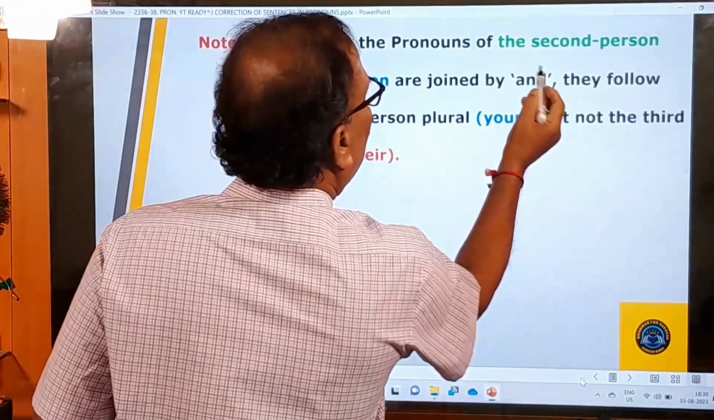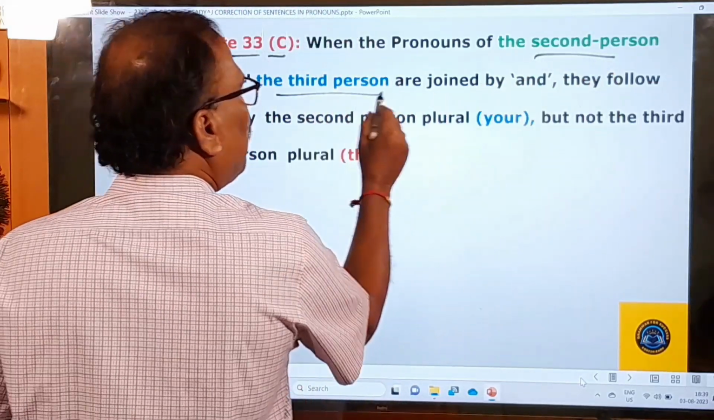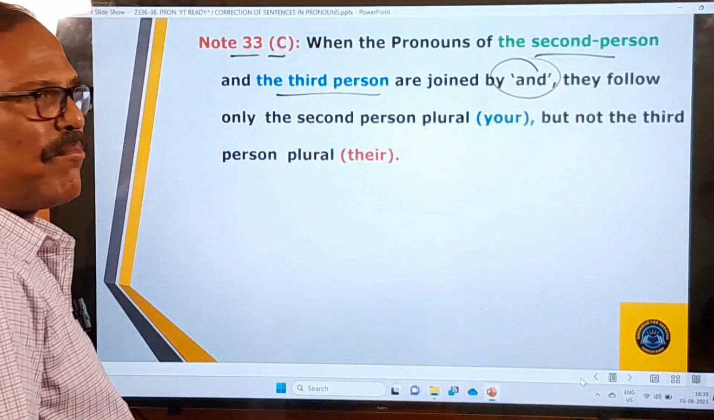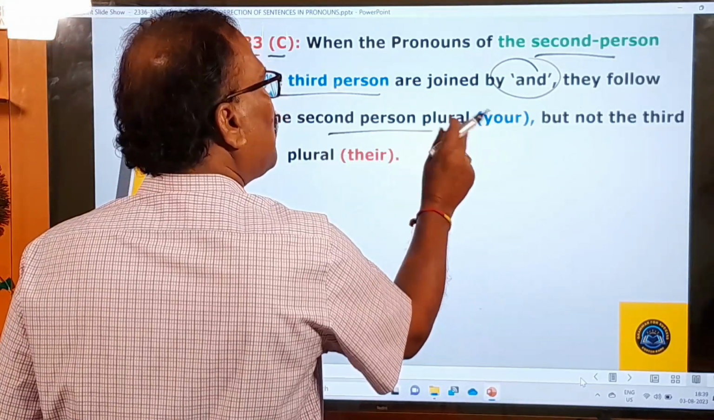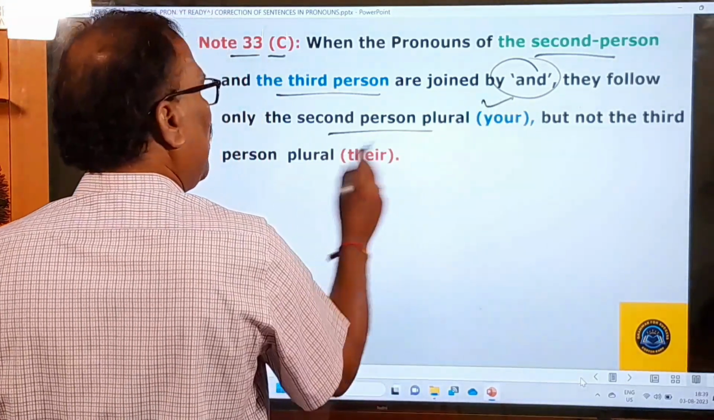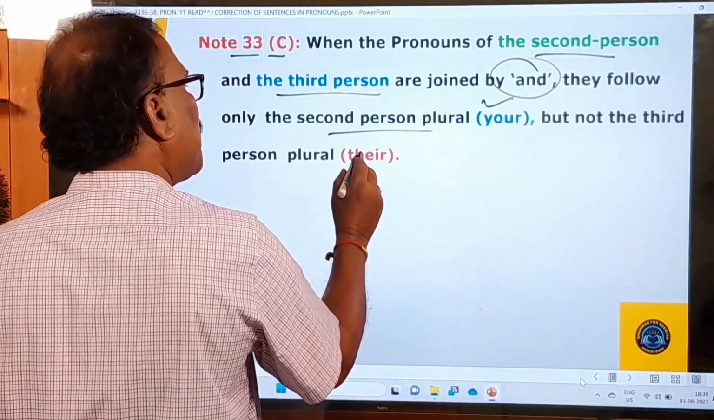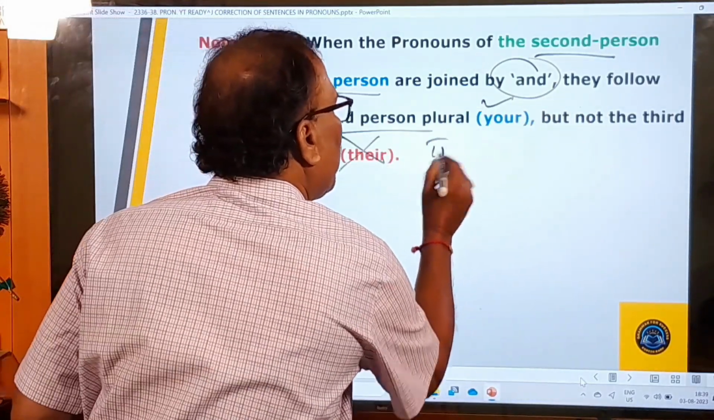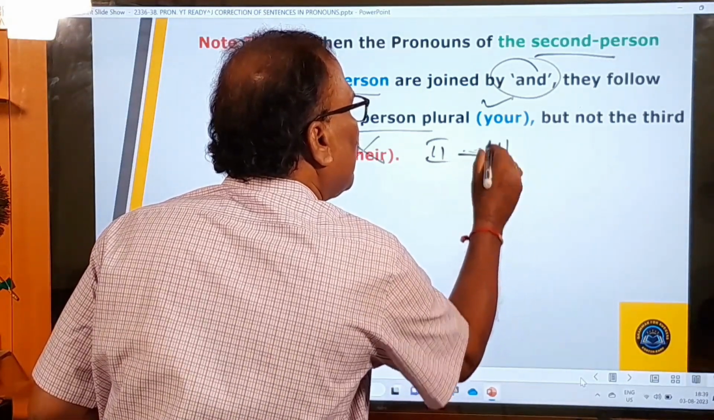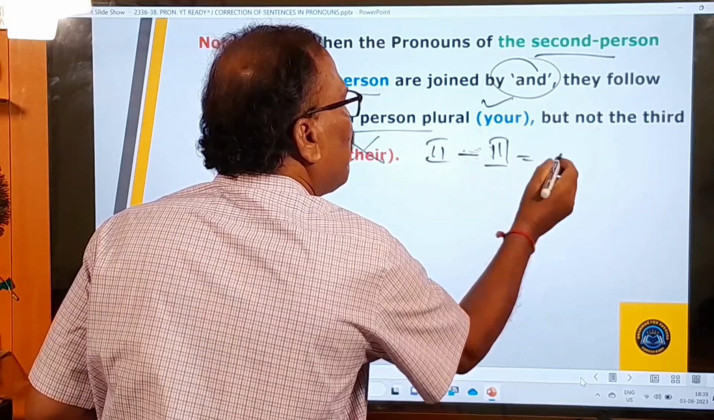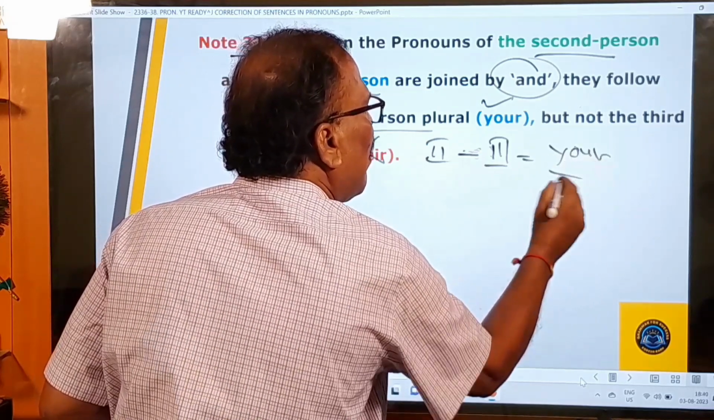When the pronouns of the second person and the third person are joined by and, they follow only the second person. What is that? Possessive case pronoun, but not the third person possessive case pronoun. So when you join second person and third person, now there must be used your, but not their.